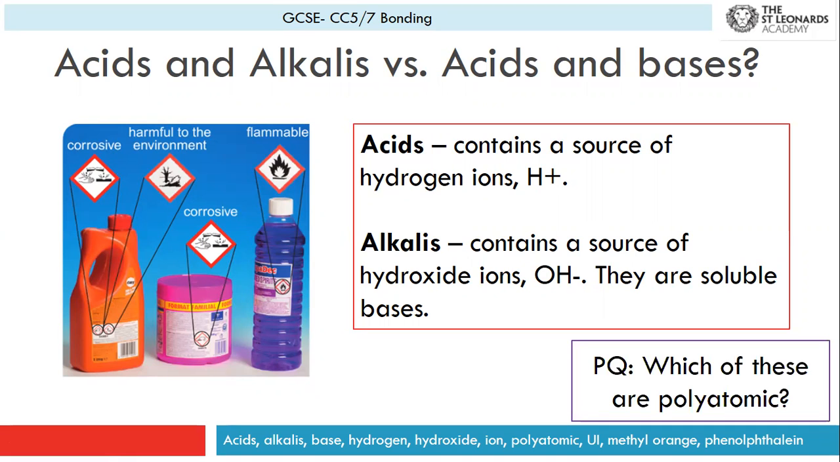Now, the purple question there is which of these are polyatomic? Hopefully you will remember that diatomic means that it is made up of two. So give it a guess. What do you reckon polyatomic means? Yep, well done. It means that there is only one, so it would be the acids.